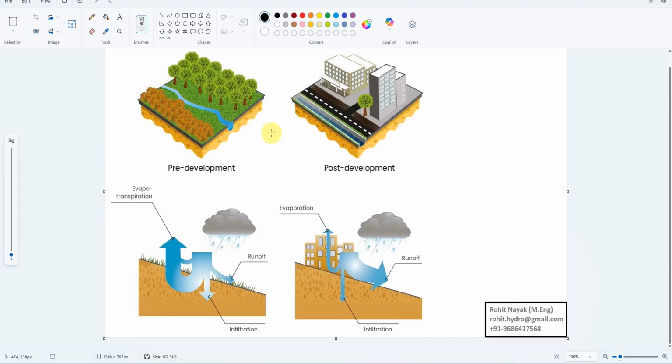Welcome to all. New video on urban hydrology. So that is the pre-development runoff and post-development runoff. This is a very important and mandatory process to be carried out in the pre-planning stage of the urban development project, where we are proposing to develop urban hardscape over a natural softscape.